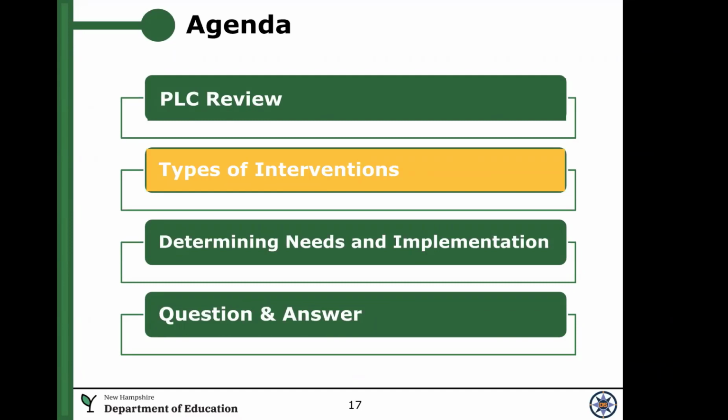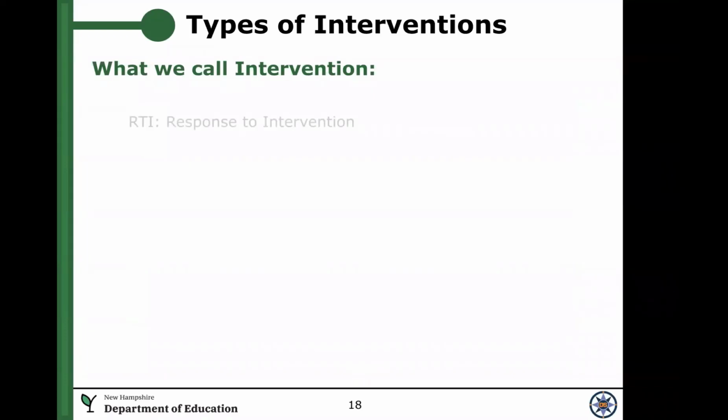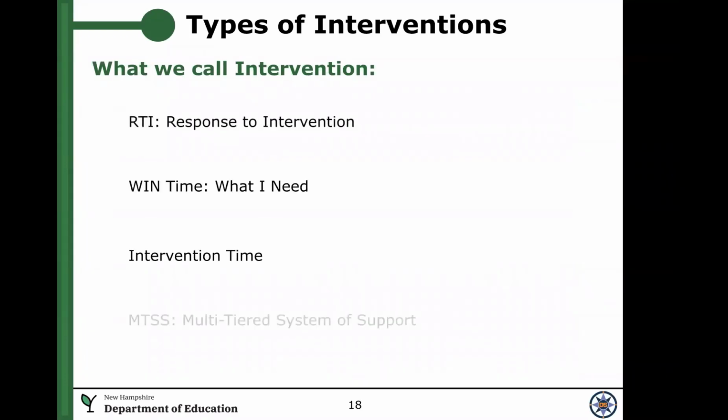for this particular webinar. So just to discuss a little bit and to review different types of interventions, these are all the things that we were hearing about the ways that interventions might be done in different schools. So we have the RTI model, response to intervention. We have WIN time, what I need now time. And then some people just call it intervention.